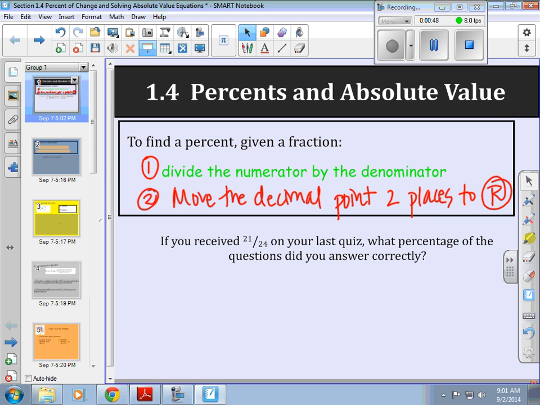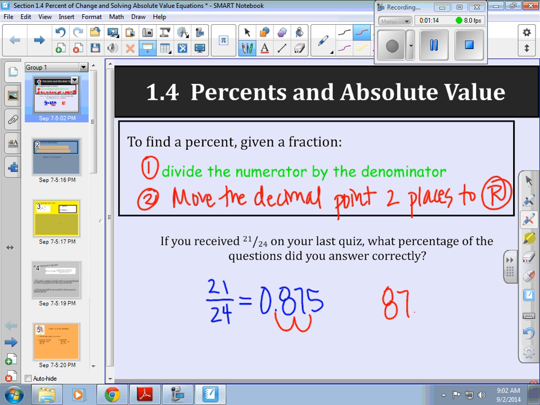If you receive 21 out of 24 on your last quiz, what percent of questions did you answer correctly? If you go ahead and type 21 over 24 in on your calculator, what you will get is that it is 0.875. Here it is as a decimal. In order to put it into a percent, you move the decimal places 2 to the right. So really what you got was an 87.5%.